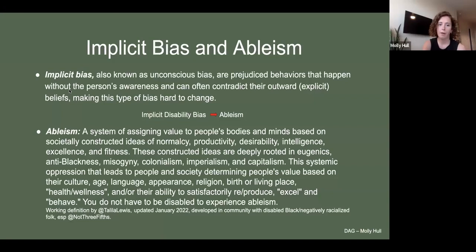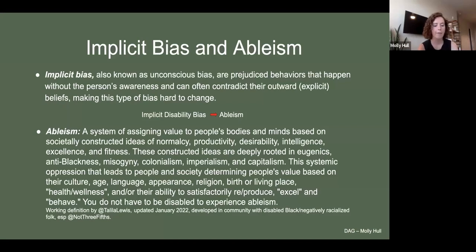So these barriers that we just addressed stem from concepts that we should all be familiar with, such as implicit bias, but also ableism. So implicit bias, also known as unconscious bias, are prejudiced behaviors that happen without the person's awareness and can often contradict their outward beliefs, making this type of bias hard to change. Implicit disability bias directly relates to ableism. So ableism is traditionally solely understood as being related to prejudice, discrimination, and oppression against disabled people.